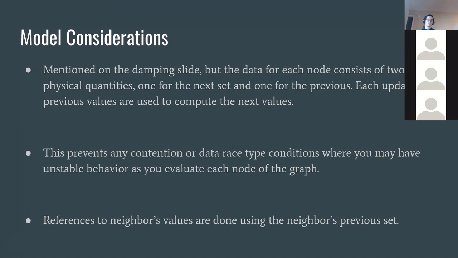So the data for each node consists of two sets of physical quantities, one for the next set and one for the previous. Each update, the previous values are used to compute the next values, and then the old next values become the old values. This prevents any data race type of conditions, which would create sort of unpredictable behavior. Anytime that you're looking at the data for the neighbors, that's going to be done with the previous values.